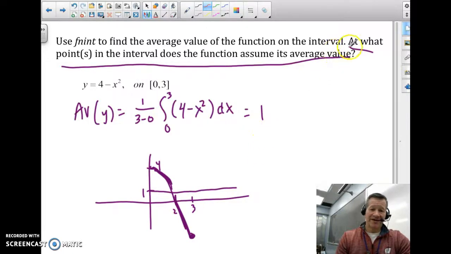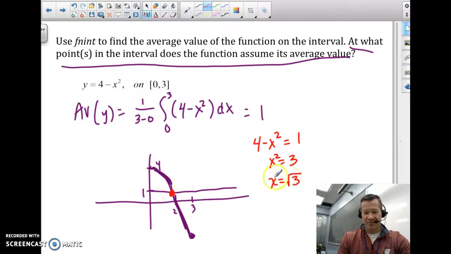Now, at what point in the interval does the function actually assume its average value? Somewhere right here, it's exactly equal to 1. So all I have to do to figure that out is find where 4 minus x squared actually equals 1. That would happen when x squared is 3, so it must happen at the square root of 3. Obviously I would get plus or minus, but negative radical 3 is not on this interval.